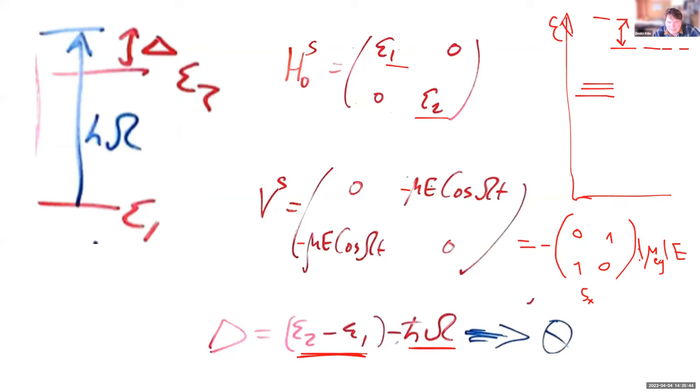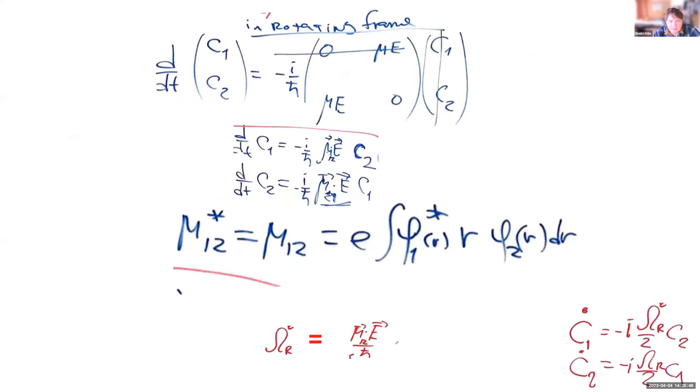So the transition to the rotating frame leads to the removal of the oscillations in the interaction Hamiltonian. Due to the transition into the rotating frame, we do not have an oscillating cosine in here, and we do not have energies on the main diagonal.